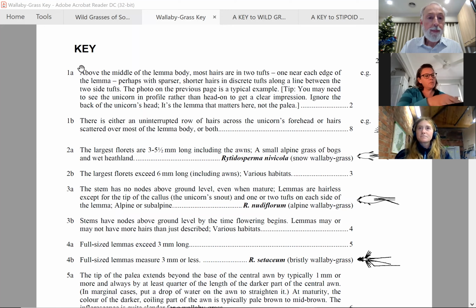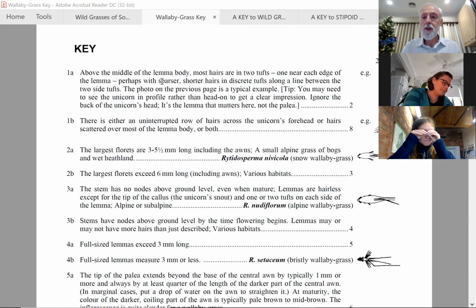Okay, so 1A said above the middle of the lemma body, most hairs are in two tufts, one near each edge of the lemma. I'm going to give that a tick. Well, in our case, it does have sparser, shorter hairs in discrete tufts along that line between the two side tufts. In fact, there were just two little tufts. Is that consistent with what everybody else is seeing? I hope it is. Okay, I'm seeing some nodding.